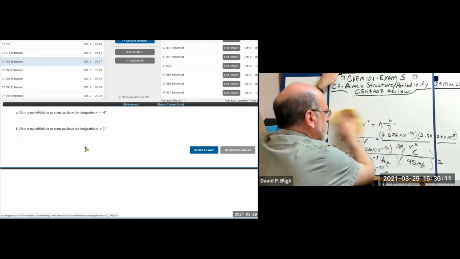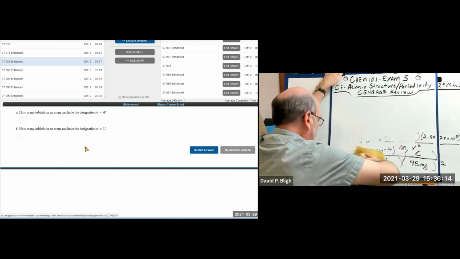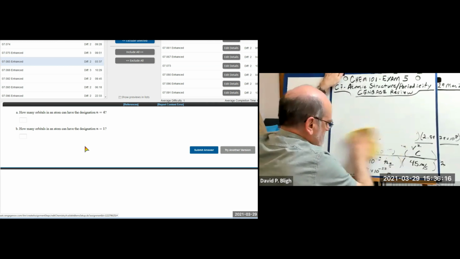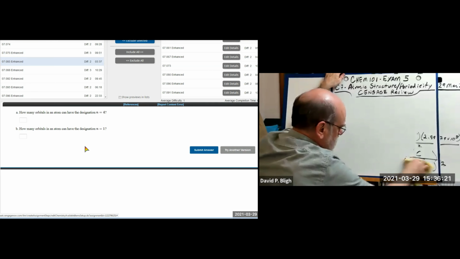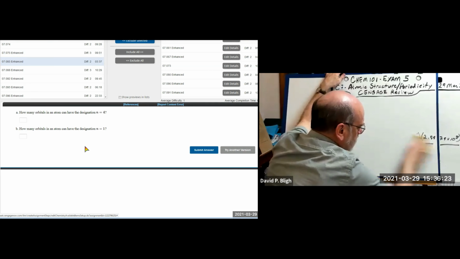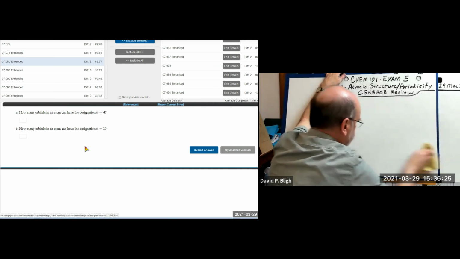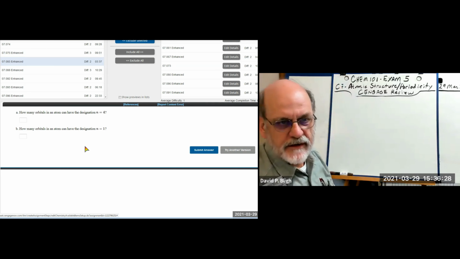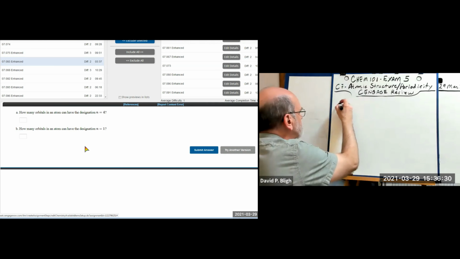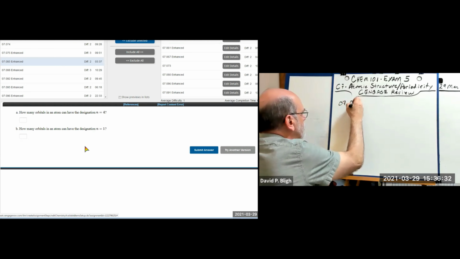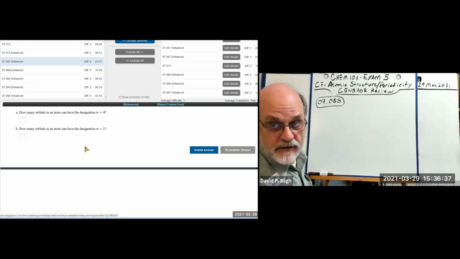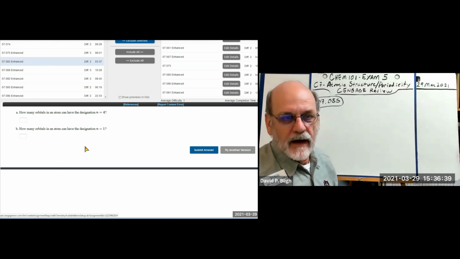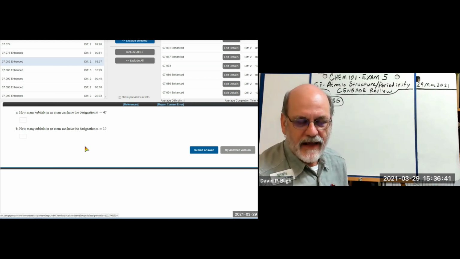We haven't done any electronic configurations, so this will give us a chance to do a little bit of that work. And this is 085. All right, let's put this back over a little bit. How many orbitals in an atom can have the designation n equals 4?